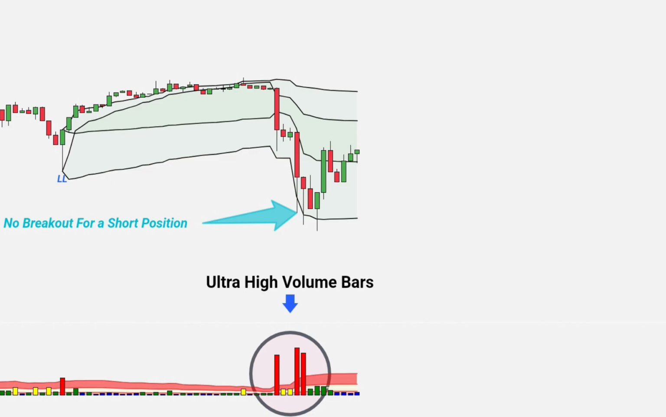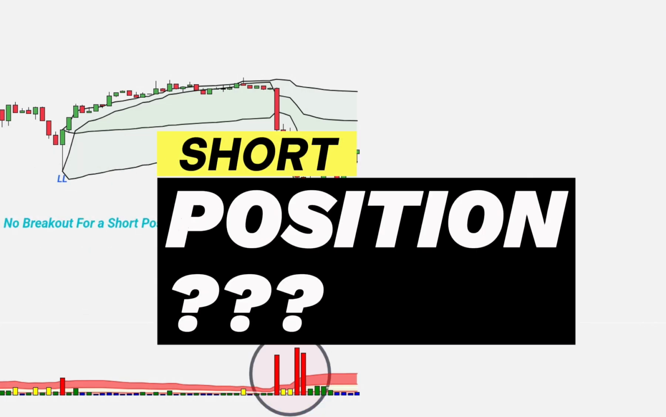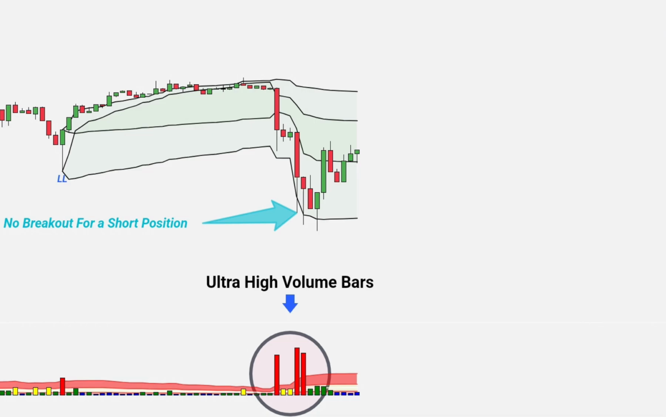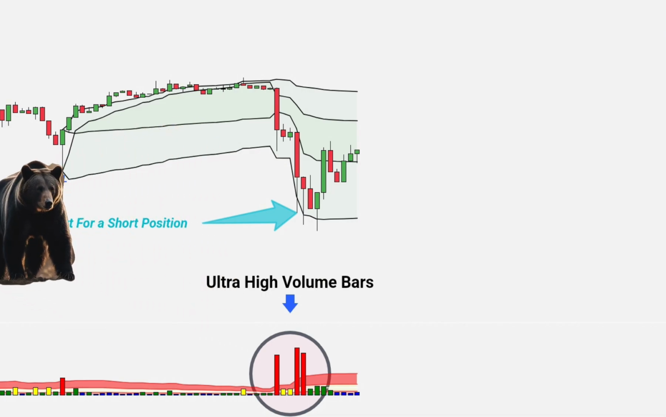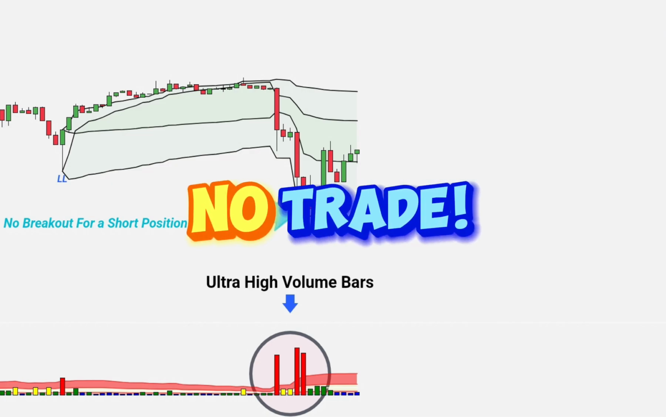Now we have an important image. We see a few ultra-high volume columns on the volume analysis indicator, which may excite the trader for a short position, but please be careful. Candlesticks fail to cross the low source Anchored VWAP bottom line on the downside. This image could be a bear trap by the market maker. For this reason, we do not enter into the transaction.